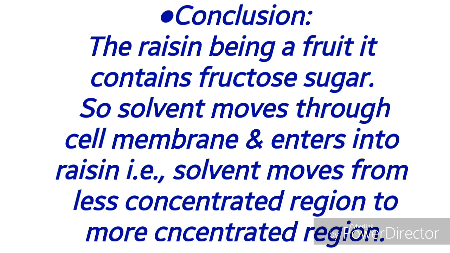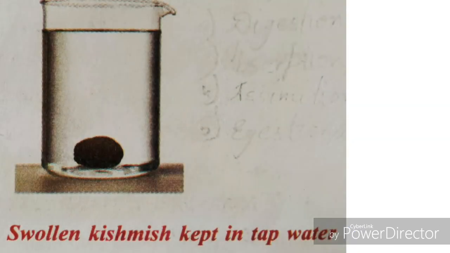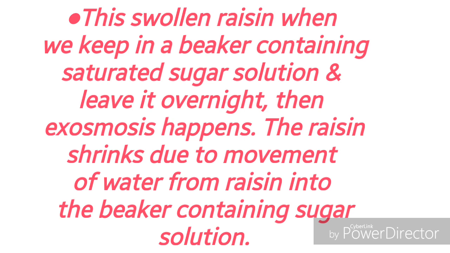Students, now in the second stage of the experiment, when you leave this swollen raisin in a beaker containing saturated sugar solution overnight, then the swollen raisin gradually shrinks. Here exosmosis happens. The raisin shrinks due to movement of water from the raisin into the beaker containing sugar solution.